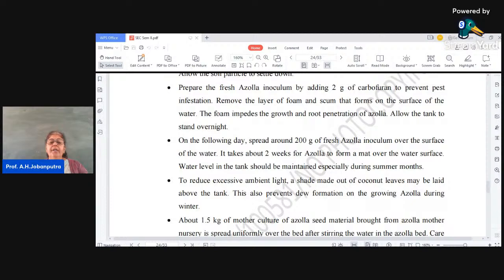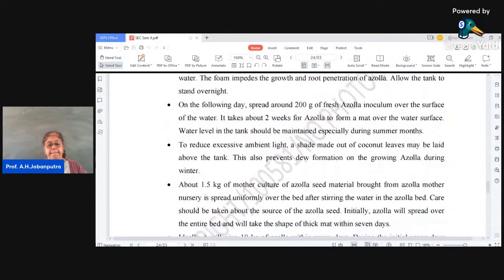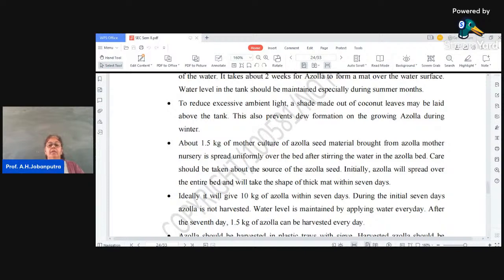Too much light is not required, so sometimes shade is made with the help of coconut leaves. वरती नारळाचे पानं असे पसरून दिले जातात, आणि dew formation is also prevented because of that in winter. So care should be taken that the entire bed or the pond is covered properly.